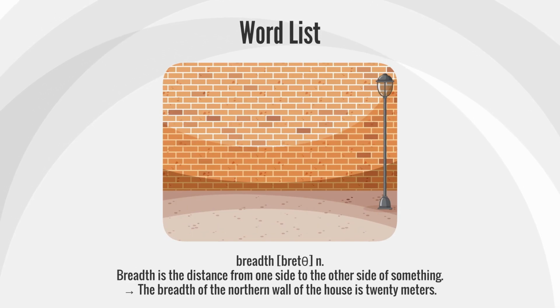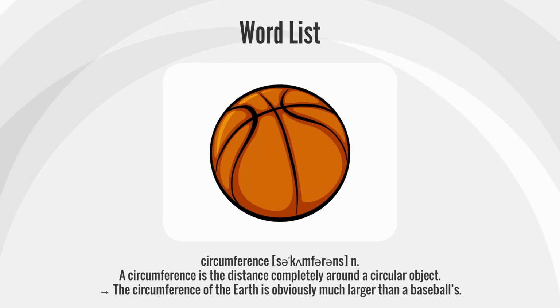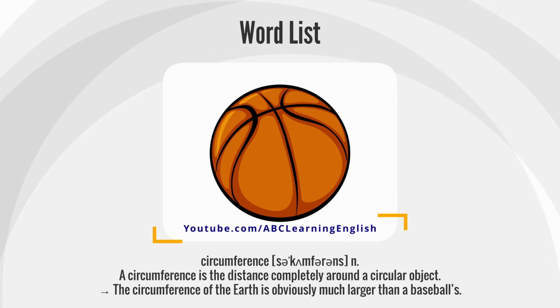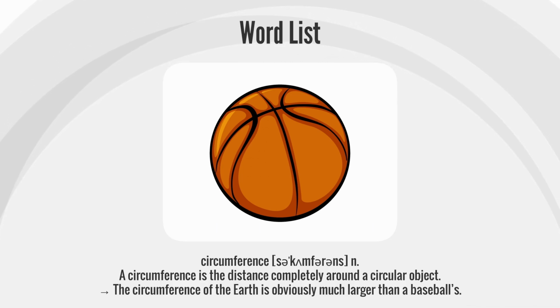Breadth. Breadth is the distance from one side to the other side of something. The breadth of the northern wall of the house is 20 meters. Circumference. A circumference is the distance completely around a circular object. The circumference of the Earth is obviously much larger than a baseball's.